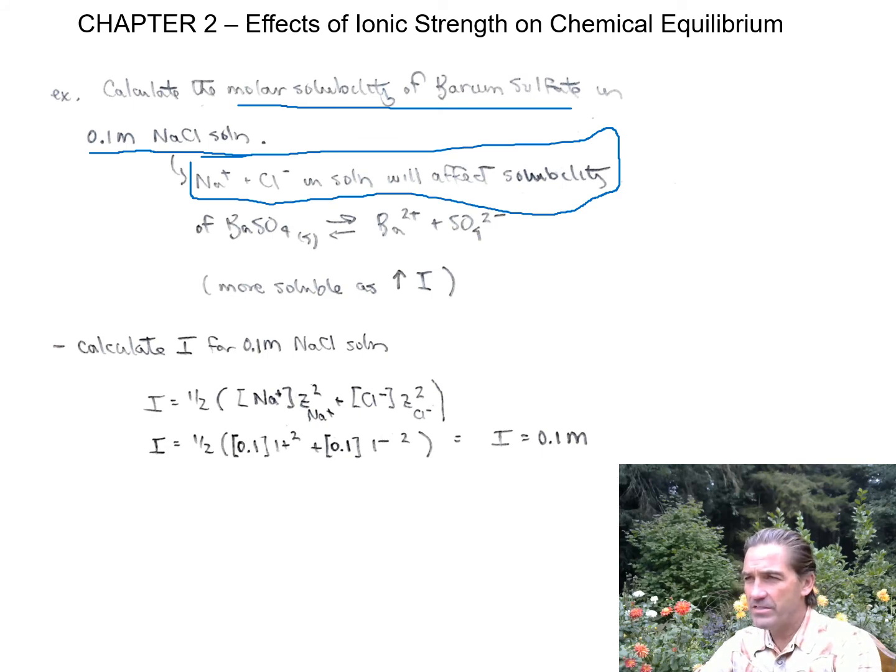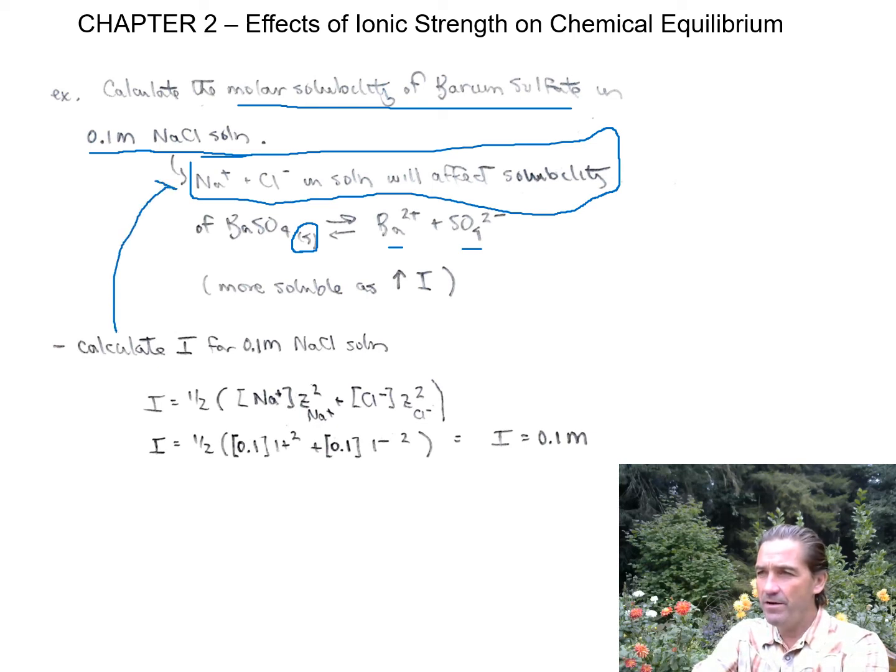And so we have this solid, this salt in solution sitting at the bottom, but it's in equilibrium with its ions. We have very little barium, very little sulfate. We're not going to use those values to calculate the ionic strength. The ionic strength is going to be calculated from all this salt in solution.